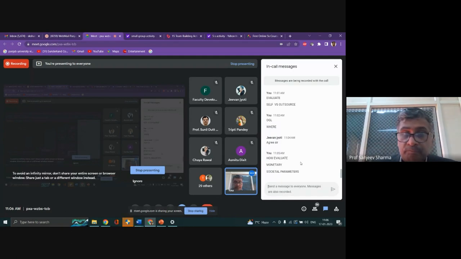Take the case of chewing gum or this pan masala. It's not in society's interest, but products are available. So there is a very thin line of differentiating where consumer rights are there and where there is a societal norm.